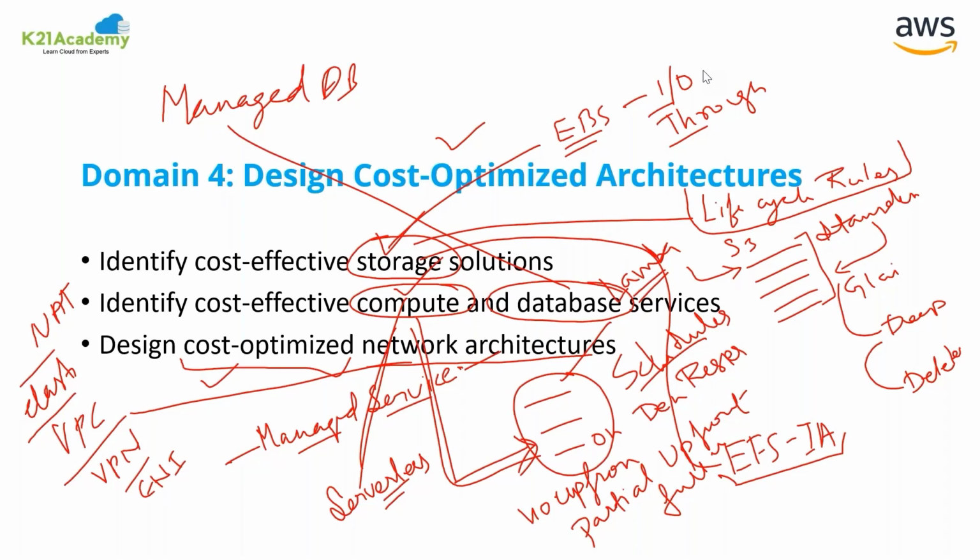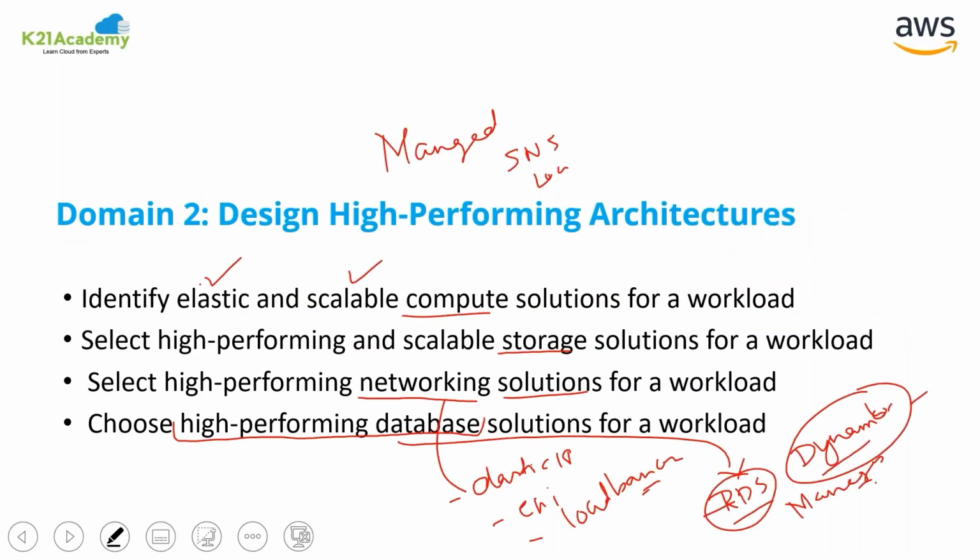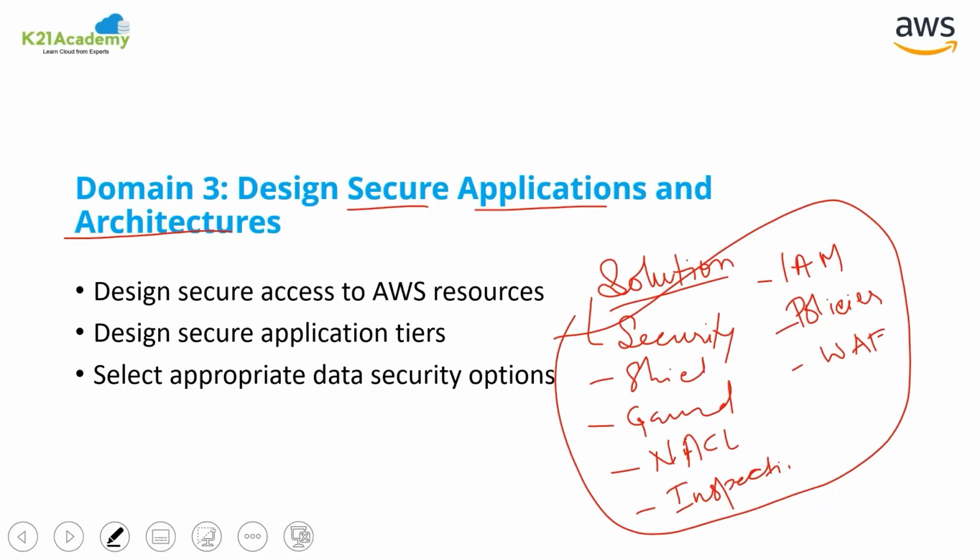In the exam, you have to focus on the keywords that are there in the questions. So focus on the keywords that I'm circling. That's why I'm circling it over here. When it is storage, when it is compute, when it is database, cost effective, cost optimized, you have to think about the keywords that you are getting. So we have got these four domains: resilient architecture, high performing architecture, secure application and architecture, and design of cost optimized solution.